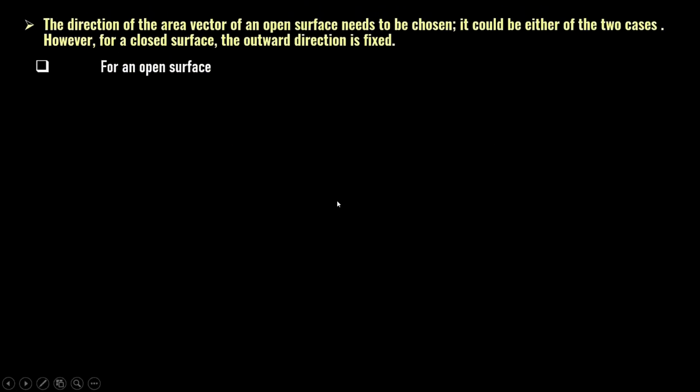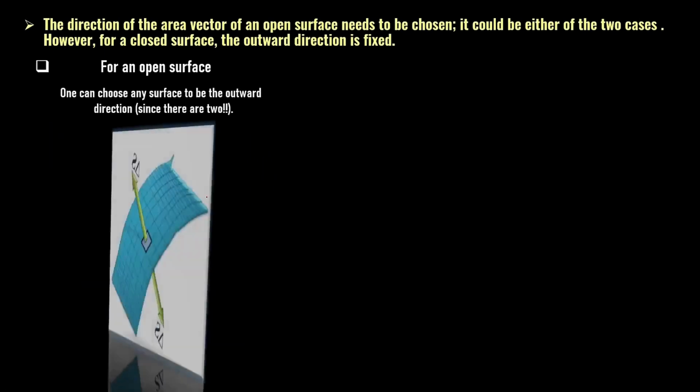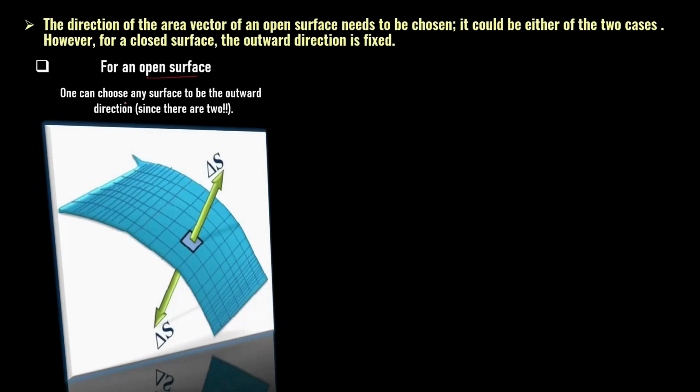Now, let's see the direction of the area vector for the open surface and for the closed surface. Let us first see the open surface. For an open surface, one has to choose either side to be the outward direction, since there are two. So there we have two options. Either we can choose the upward area direction, or we can choose the negative direction. As I have shown you earlier, this is pointing in the negative direction and this is pointing in the positive direction. So for the same planar surface, if we are dealing with the positive direction, we have to draw the normal vector this way, and if we are dealing with its negative direction, we have to draw the area vector in the negative direction. So there are two options available.